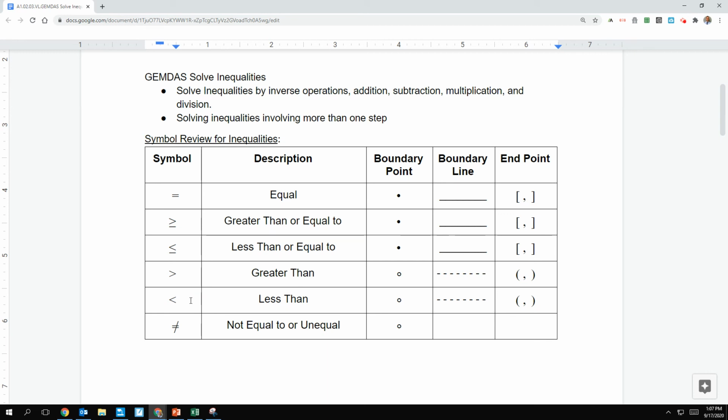So greater than and less than go together as far as the symbols that represent them when we're talking about boundary points and boundary lines, and when we're referring to the endpoint. And then not equal to would be represented by an open dot.